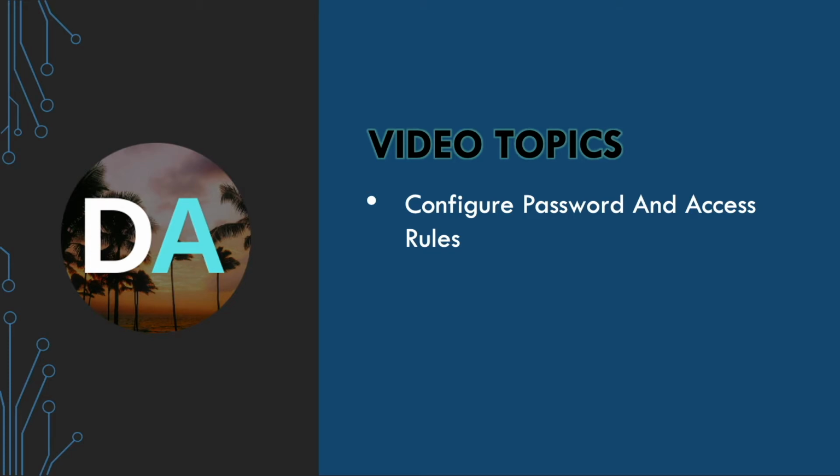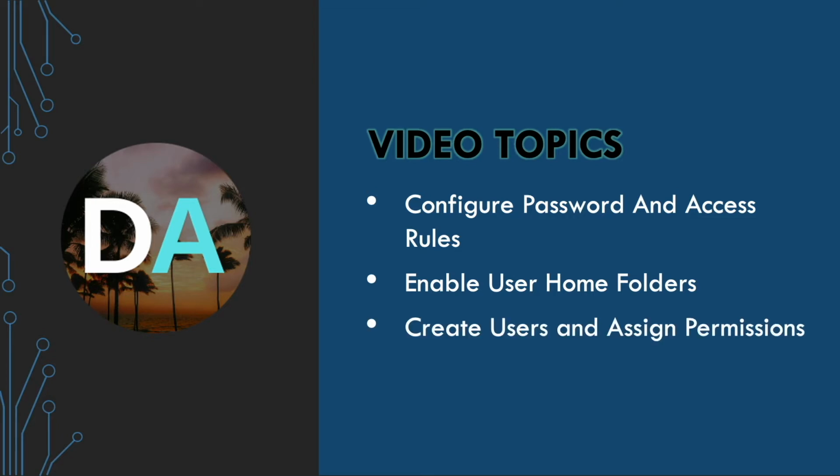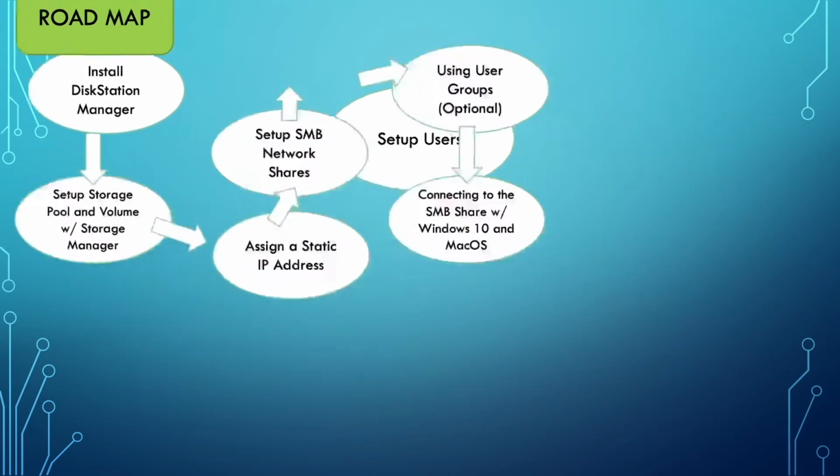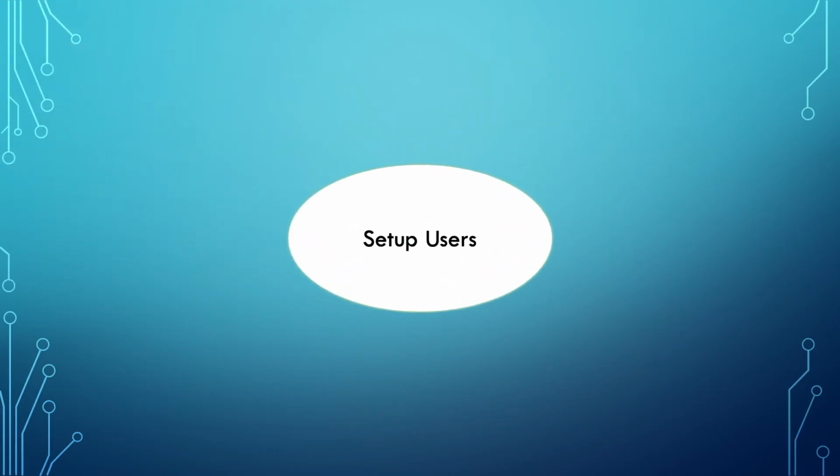In this video, we'll first look at ways to enhance user account security by adjusting password and access rules. We'll enable user home folders, which will provide each user we create a personal folder for their own files, and create users and assign permissions to those users to access the shared folders we created in the last video. If you are following along in the Synology NAS installation and local area network setup series, setting up user accounts on a Synology NAS is the fifth step in the 7-video series.